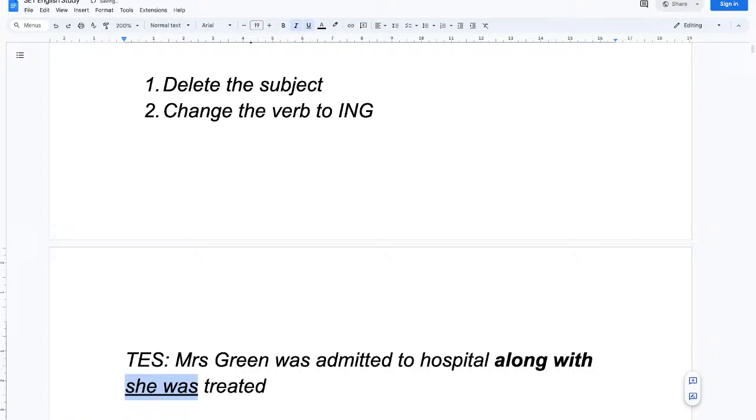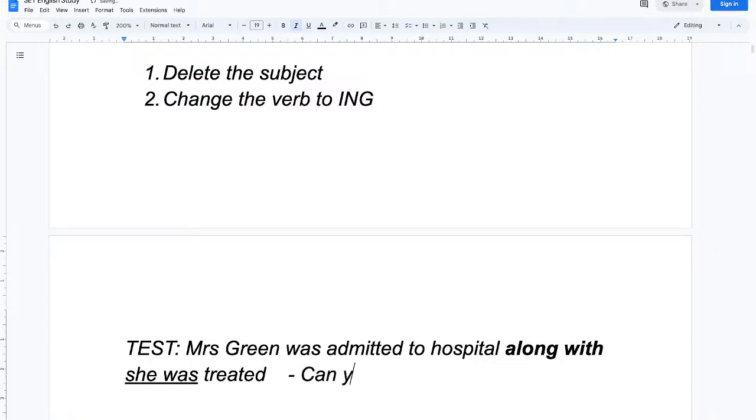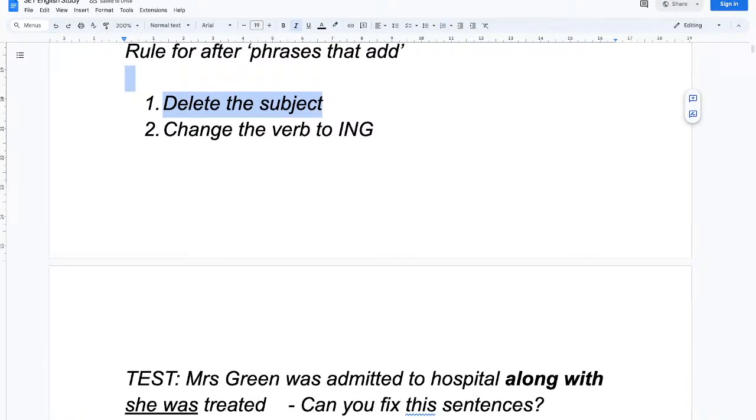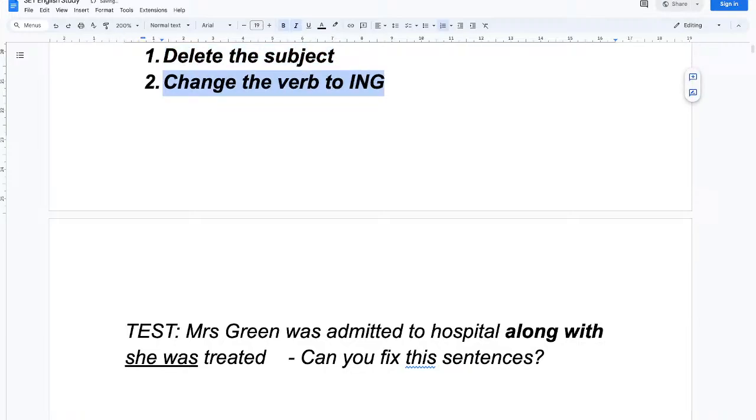So guys, go to the chat box. I want you guys to go to the chat and type this sentence here, please. Retype this sentence. Facebook, YouTube, can you fix this sentence? Okay? What you need to do is delete the subject and change the verb to ing. That's how you do it. Okay, go to the chat. Do it now in the chat. And I'll let you know, okay?